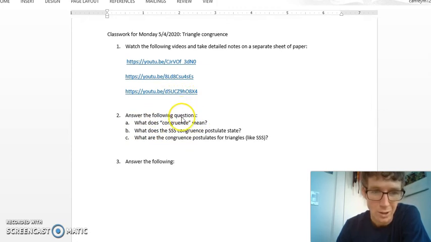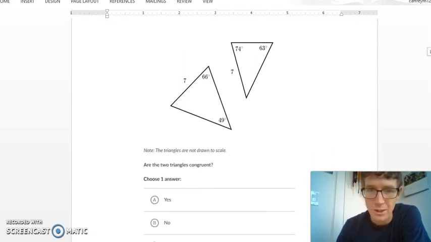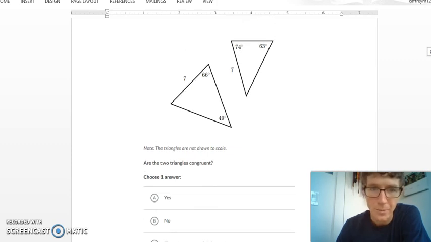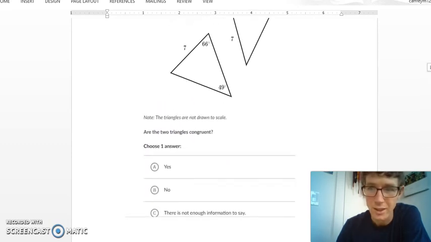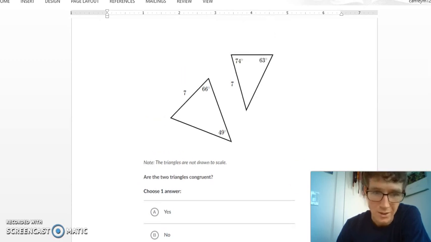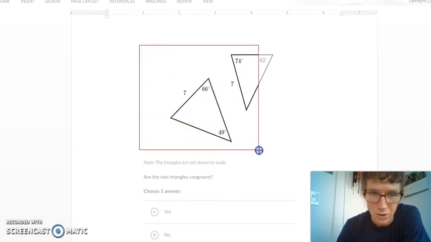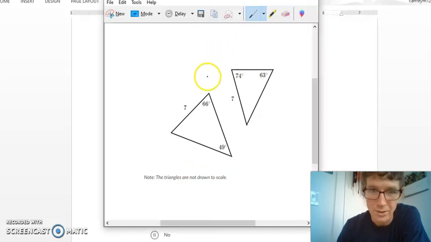What I'm going to do is go over a few of these problems real quick. This one over here, I'll do first. Remember that congruence means that the triangles are the same shape and same size. So if something's congruent, they're the same shape and the same size. We're going to see, are these two triangles congruent? Size is determined by the lengths of the triangle's sides, and shape is more determined by the angles.